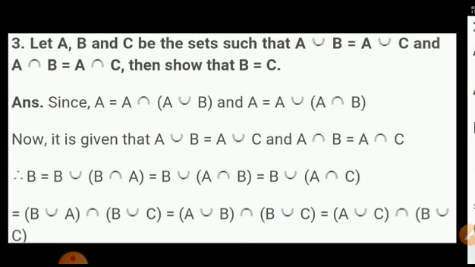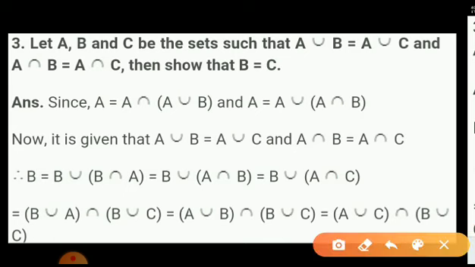So see the next. Let A, B and C be sets such that A union B is equal to A union C. See what is given? A union B is equal to A union C, and A intersection B is equal to A intersection C. Then we have to show what? B is equal to C. Then we have to show that set B is equal to C.